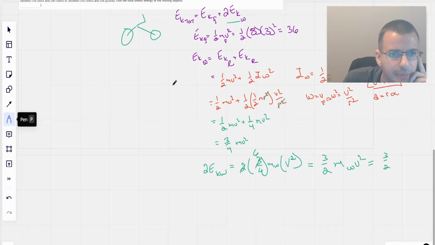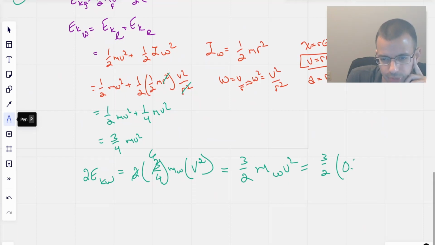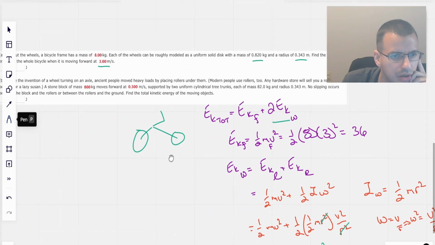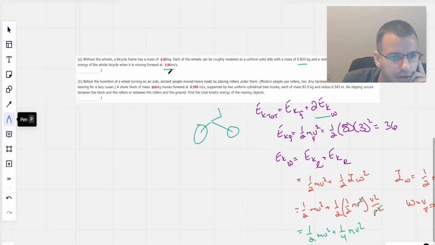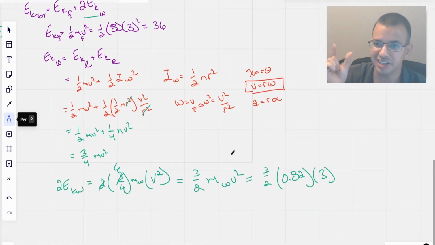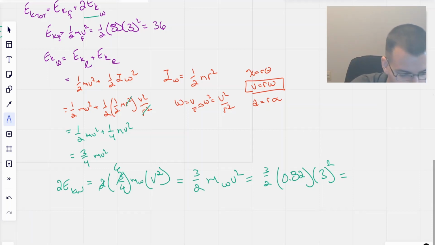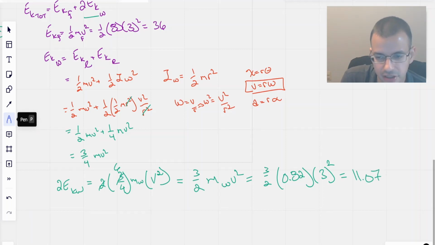This becomes 3/2. Mass of the wheel is 0.82. And the velocity of the wheel is 3. And that's the velocity at the center of the wheel. 3 squared. And then put calculator. We get an answer of 1.5 times 0.82 times 3 squared, 11.07. And this is joules.